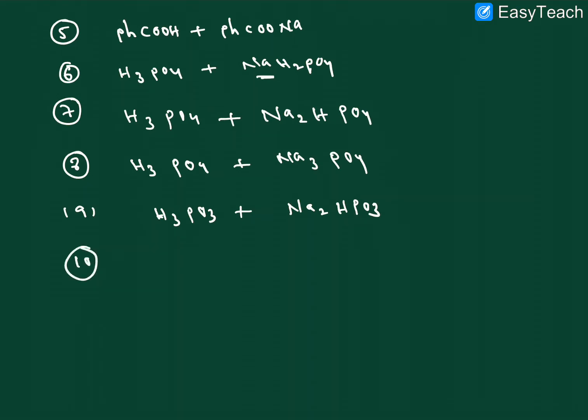Right, next one, the 10th example here. H3PO2, and only one hydrogen can be replaced here, NaH2PO2, right? So this is the example for acidic buffer. I hope it is very clear, right?